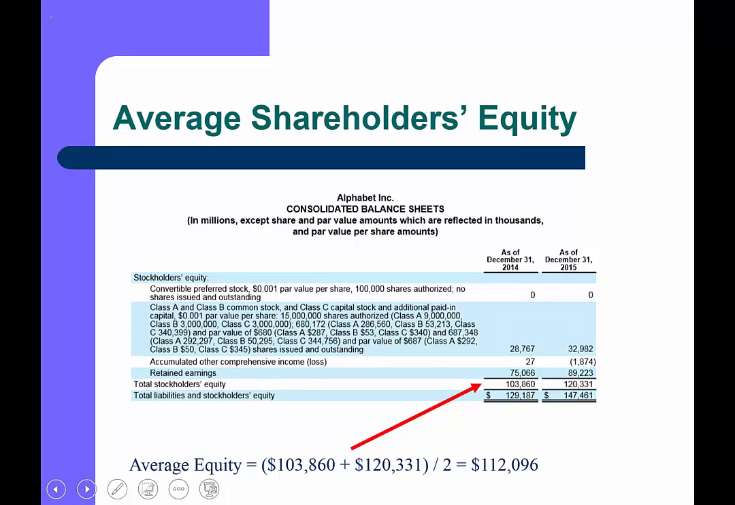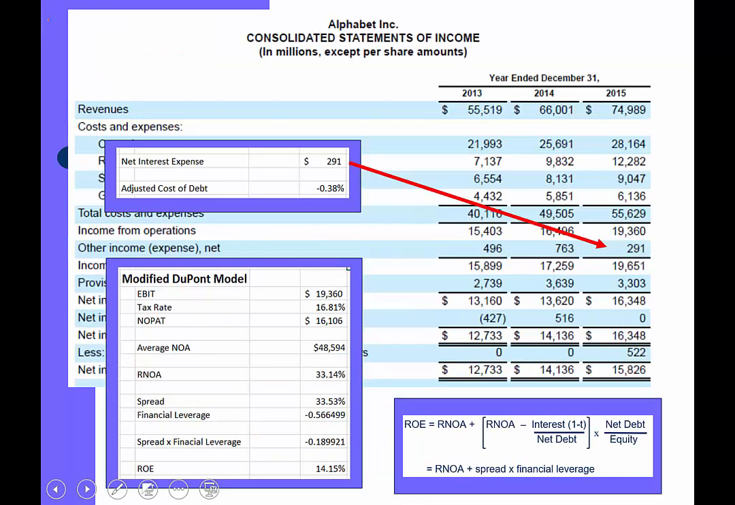Their equity, pull the bottom of the equity, and we always want to be looking at the total equity numbers that are there. So their average equity, the two numbers divided by 2, is 112. And now we can do these calculations. So net interest expense, the 291 here, often called other income and expense, doesn't always have to say interest. And I adjusted it by that large negative net debt that we had back there, and that gives us a negative 0.38% here.